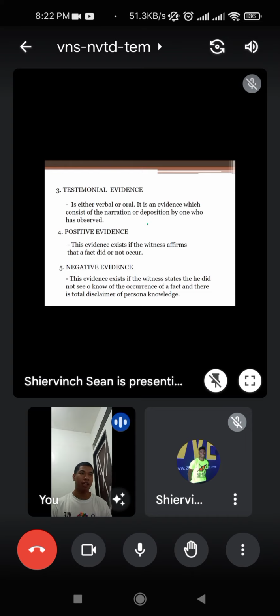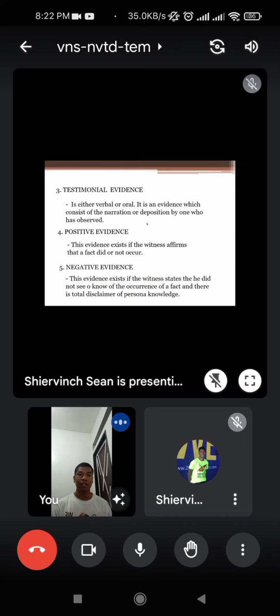Next is negative evidence, wherein this evidence exists if the witness states that he did not see or know of the occurrence of a fact, that there is a total disclaimer of personal knowledge. In short, being a witness, you did not know what happened; you have no knowledge of what is happening in the crime.